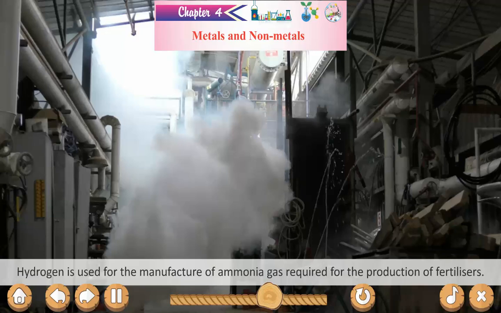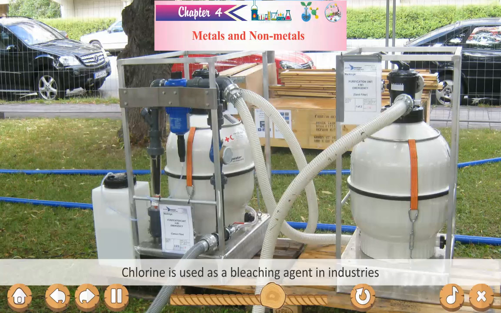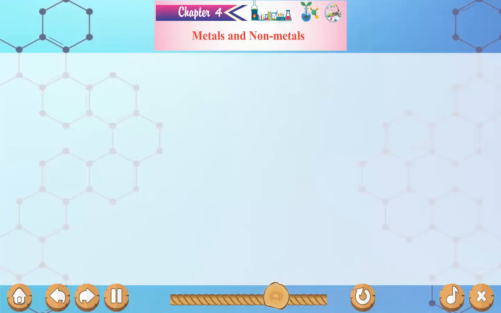Hydrogen is used for the manufacture of ammonia gas required for the production of fertilizers. Oxy-hydrogen flame is used for welding and cutting metals. Chlorine is used as a bleaching agent in industries and also in the preparation of bleaching powder and pesticides. It is also used to disinfect water in municipal water treatment plants.